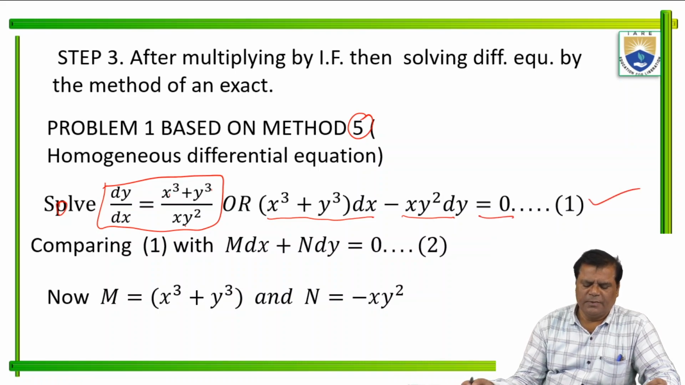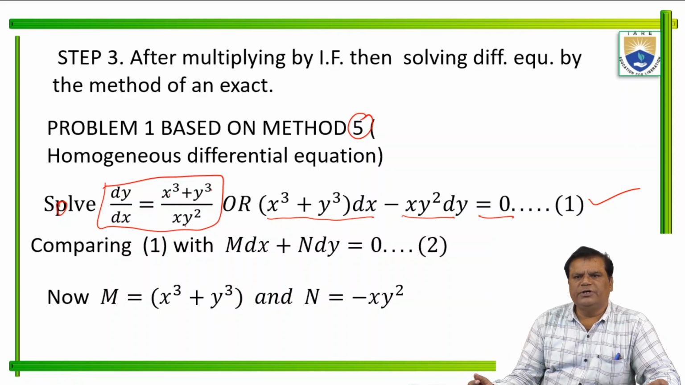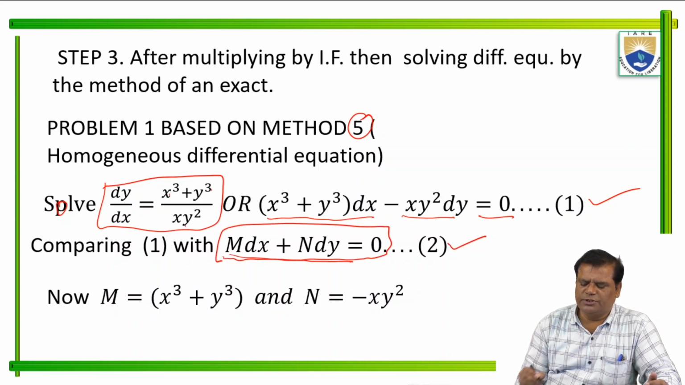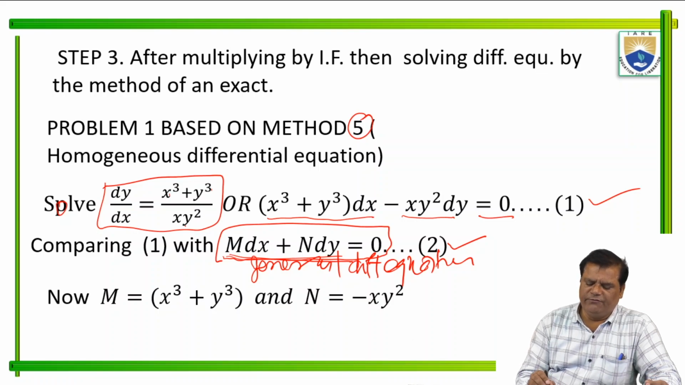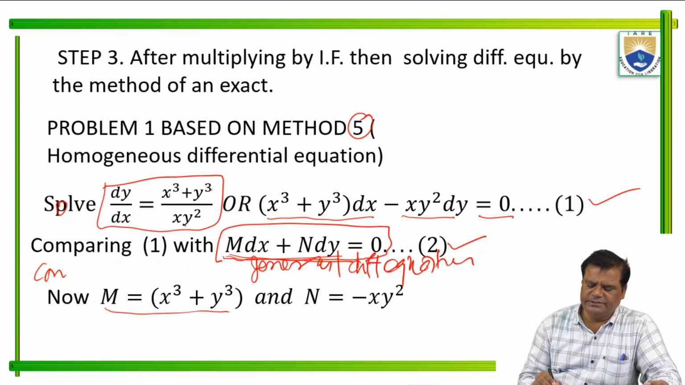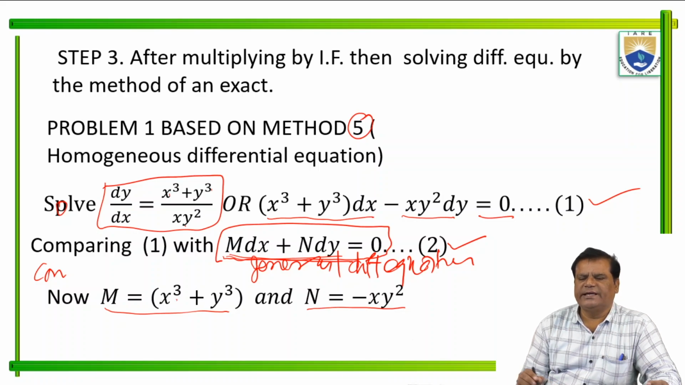This is equation 1. Now the general equation of an exact or non-exact differential equation is M dx plus N dy equal to 0. This is equation 2. This is the general equation of an exact or non-exact differential equation. Comparing 1 and 2, we get M is this and N is this. M equal to x cube plus y cube and N equal to minus xy square.